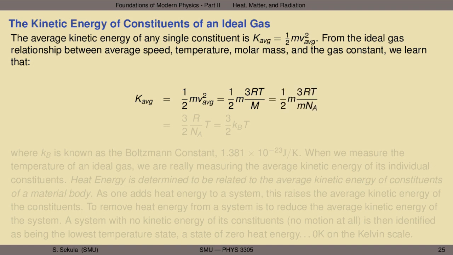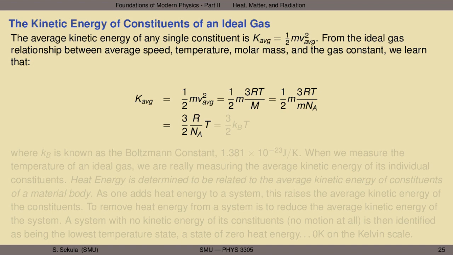Now, this can be further simplified by replacing the molar mass with the mass per constituent times Avogadro's number, which is also just a constant. And we notice that the individual constituent masses vanish from this equation. And we are left with the following: that the average kinetic energy of a constituent of an ideal gas is given simply by a number, 3/2, times another number, the gas constant divided by Avogadro's number, times a single variable, the temperature of that gas.